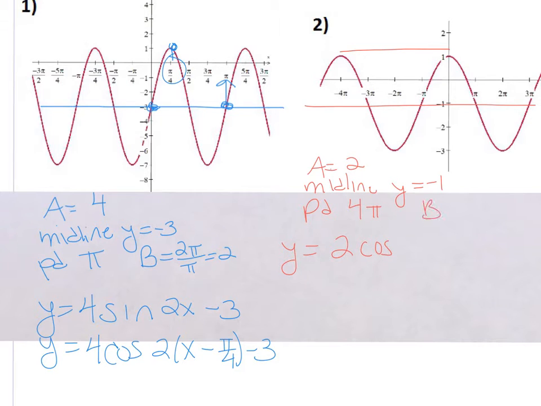Oops, I didn't find B. Because there's no horizontal shift for the cosine, but now for the sine, I want to look for where the graph crosses the midline and goes up to a maximum. So that happens here to the left pi.